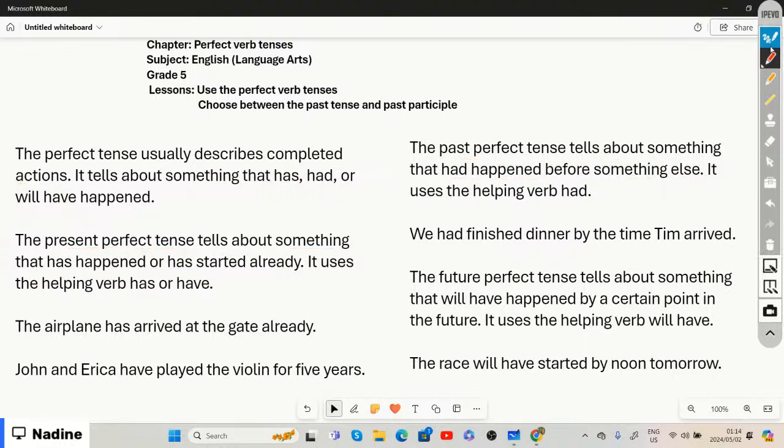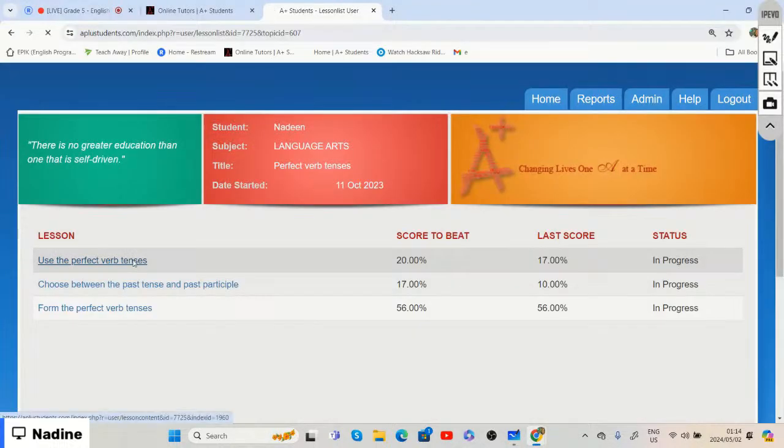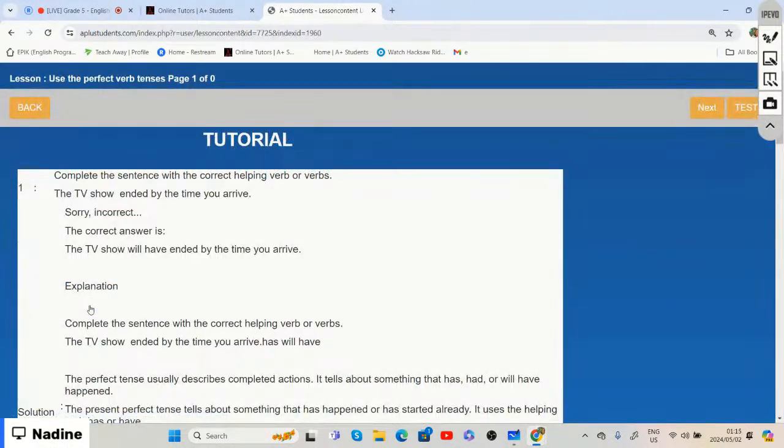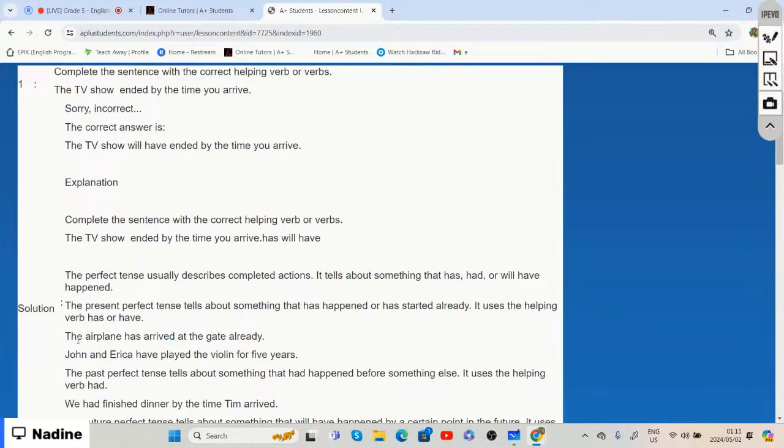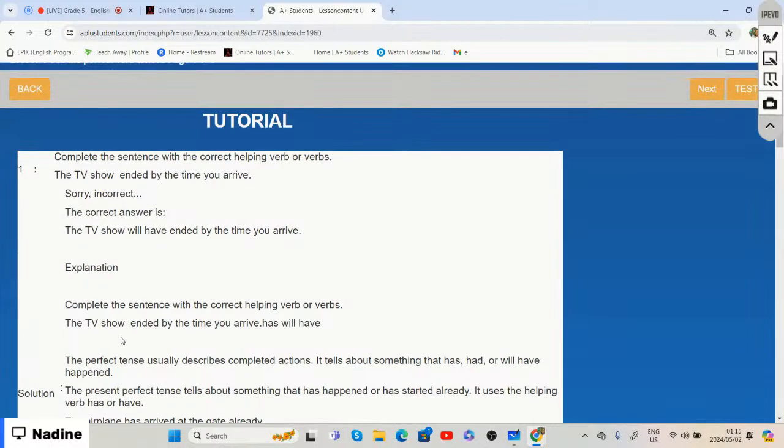Let us quickly go to aplusstudents.ca where we are going to expand more and use the perfect tenses. So we said with the perfect tenses, we have present perfect, past perfect, and future perfect tense. Present is things that are happening now. Past is happened already. And the future, it will have happened.